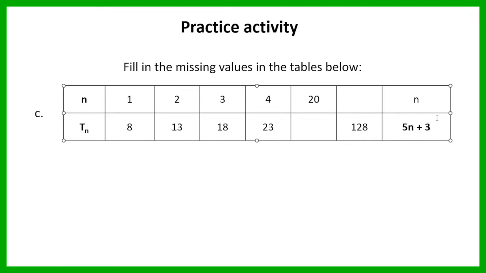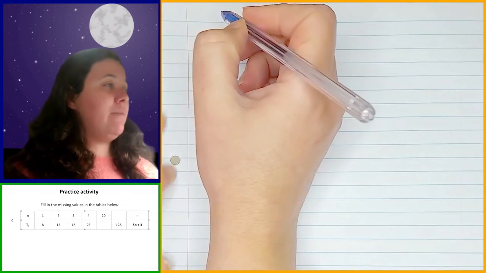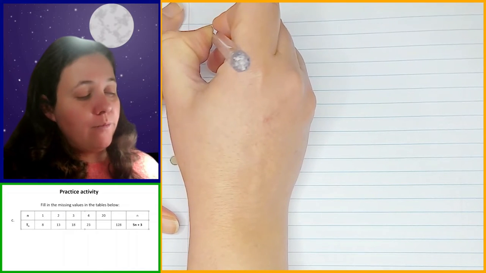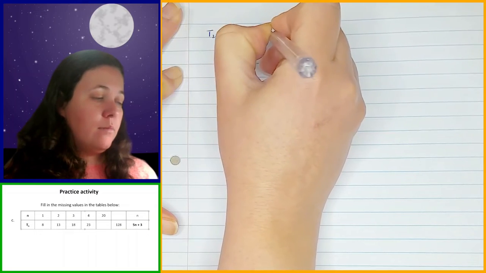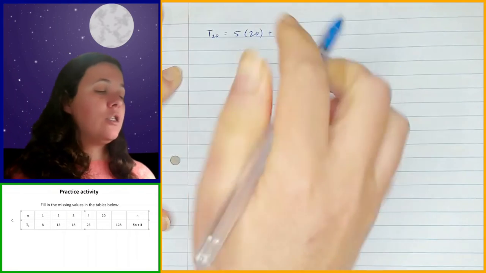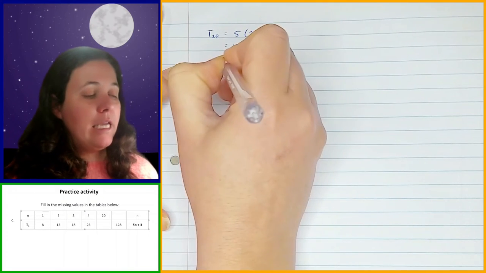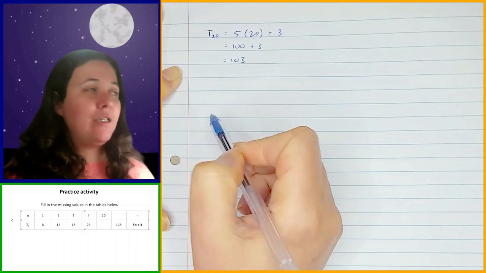So now we need to use that rule to work out the 20th term and to work out which term is equal to 128. So first of all, let's work out the 20th term. Okay, so in my rule, 5n plus 3, I'm now going to make the n 20 because I want to work out the 20th term. So first, 5 times 20 is 100, plus 3 gives me 103. So for my 20th term, you should have got 103.